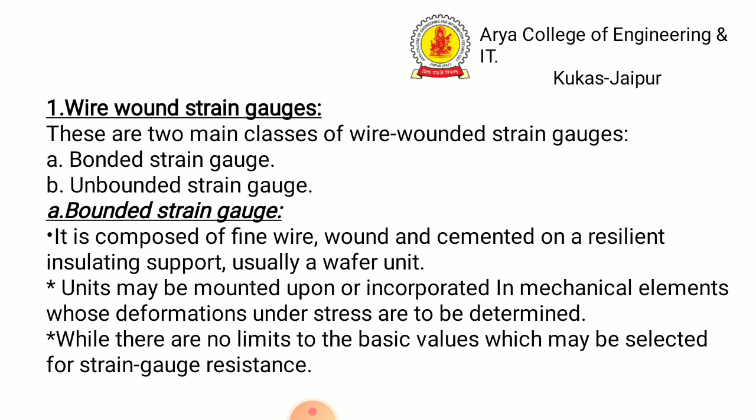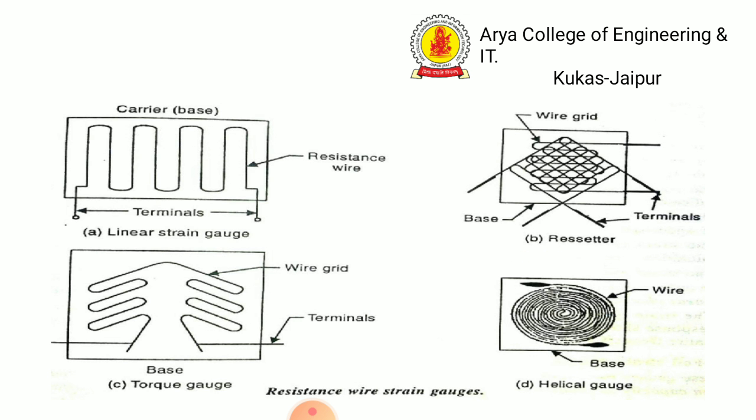In a bonded type, it is composed of fine wire wound and cemented on a resilient insulating support, usually a paper backing. The unit may be mounted upon or incorporated in mechanical elements whose deformation under stress is to be determined. While there are no limits to the basic value which may be selected for strain gauge resistance, these are the resistance wire strain gauges available.